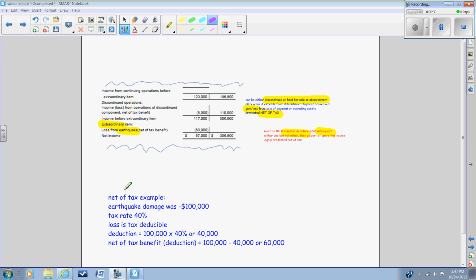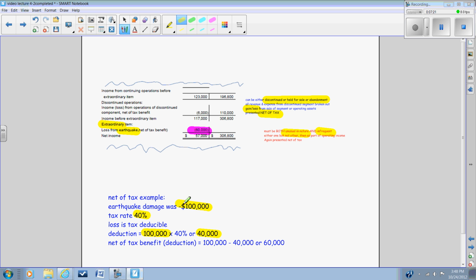Finally, let's take a look at what is meant when we use the term net of tax. In our example, the loss from the earthquake is presented at $60,000. Let's see how we arrived at that. The actual earthquake damage that was not reimbursed by insurance presented a loss of $100,000. This company has a tax rate of 40%. The loss can be deducted in calculating income tax. The measurement of the loss is the $100,000 in damage times the tax rate, or $40,000.